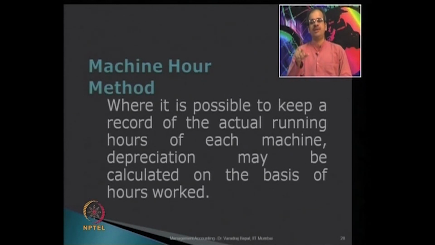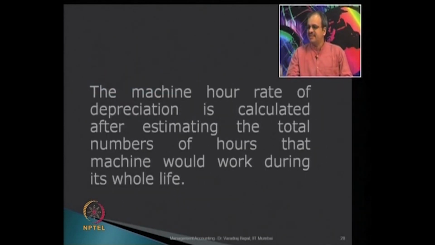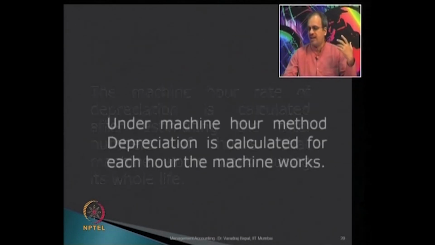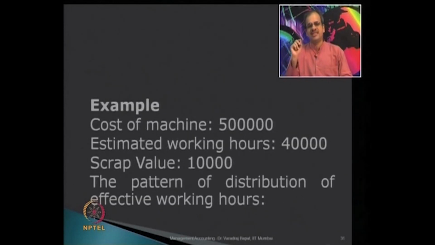Of course, here there is a precondition that there should be proper recording of the number of hours each day and each month and so on. Now, here the rate of depreciation is calculated by estimating the total number of hours that the machine could be used throughout its life. So, here is an example. If the cost of the machine, let us say, is 5 lakhs, estimated hours are 40,000, and the scrap value is 10,000.